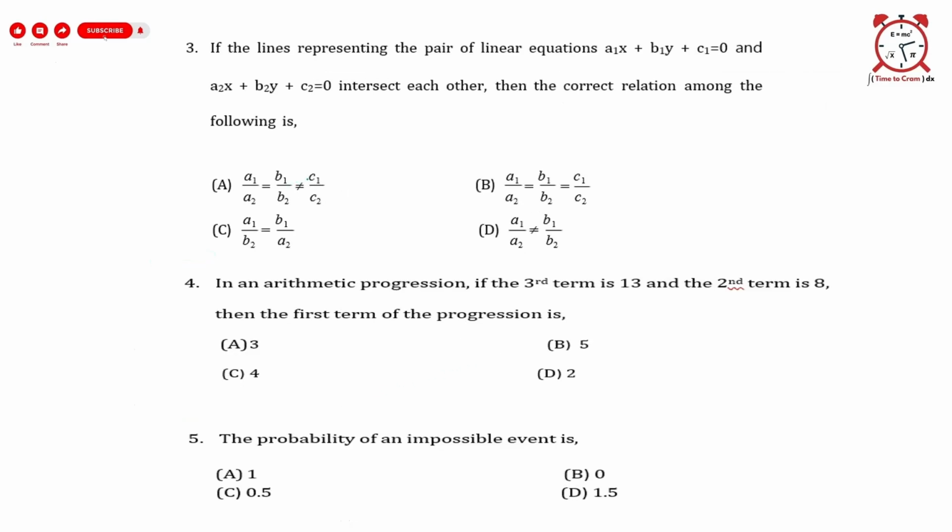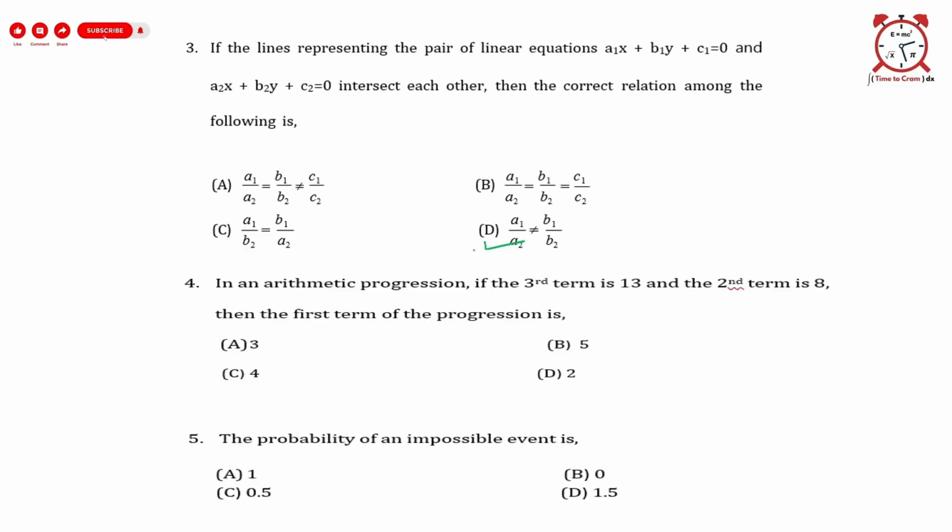The lines representing the pair of linear equations a1x plus b1y plus c1 equal to 0 and a2x plus b2y plus c2 equal to 0 intersect each other, then the correct relation among the following is dash. So, they are intersecting each other. So, they have unique solution and answer is D. A1 upon A2 is not equal to B1 upon B2. The ratios are not equal for A1, A2 and B1, B2.